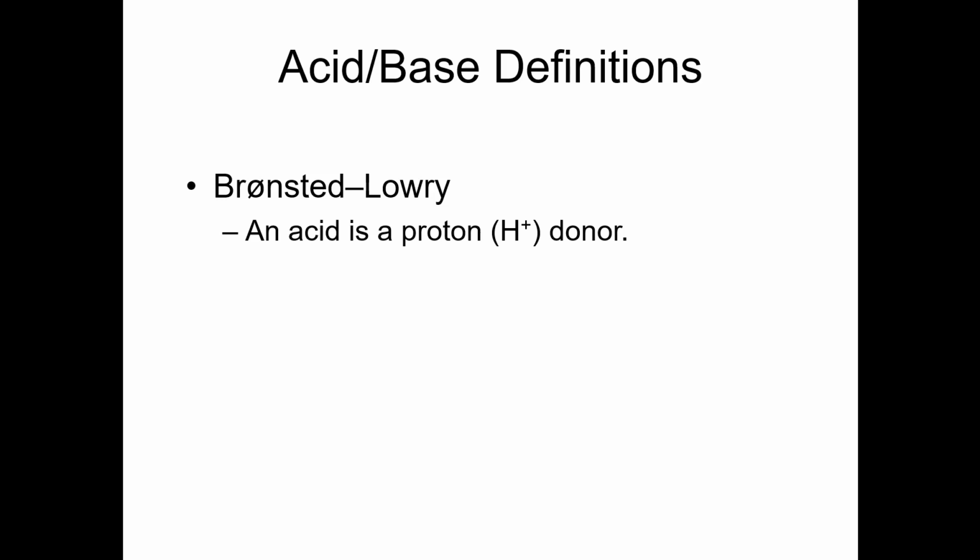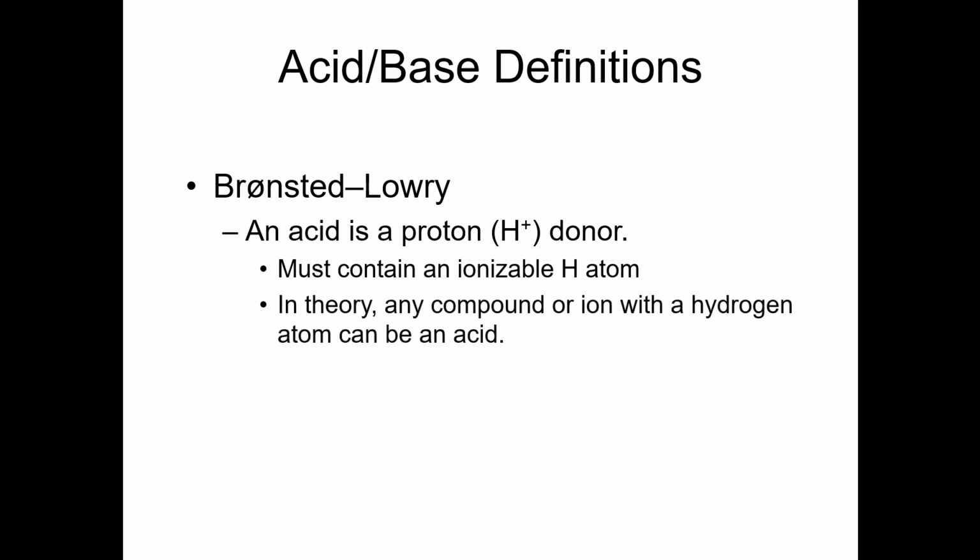So we use the term proton in acid-base chemistry to designate an H plus ion. It doesn't mean we are adding or removing protons to the nuclei of heavier elements. It simply means adding or removing an H plus ion. And so we use H plus and proton interchangeably. In order for a thing to be a Bronsted-Lowry acid, it has to contain an ionizable hydrogen atom. Well, what do we mean by ionizable?